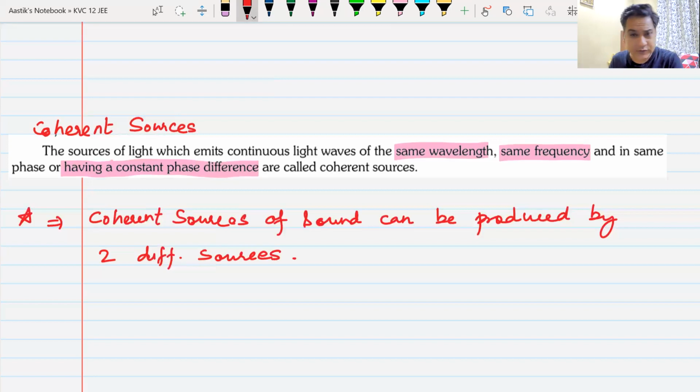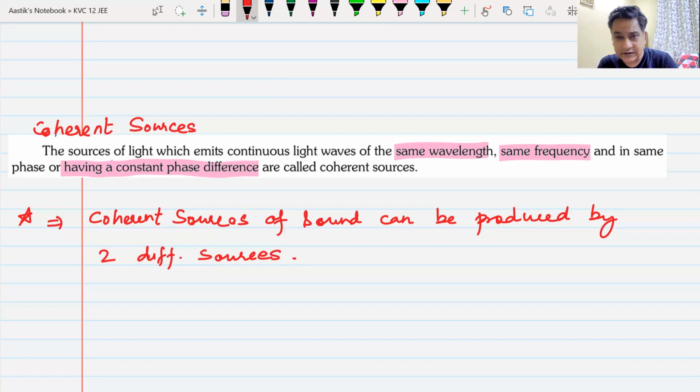For sound, it is not a problem if you have one mic here and one mic here. This mic is producing sound. This mic is producing sound. These two can be coherent sources. Coherent sources of sound are easier to produce, but we have a problem with light.